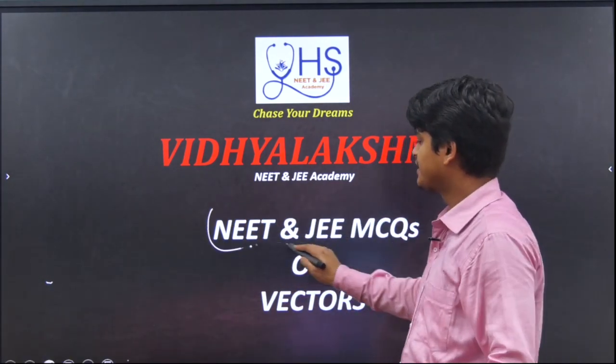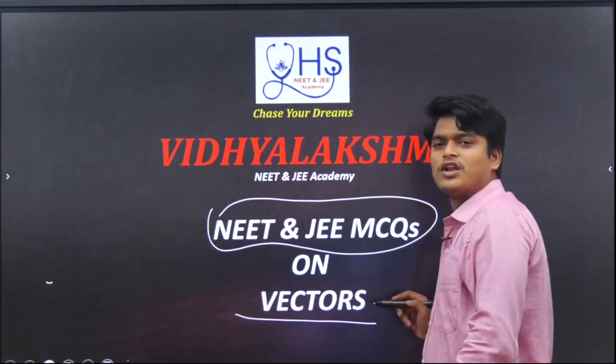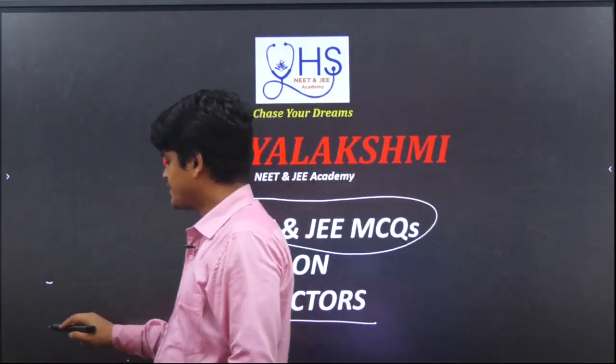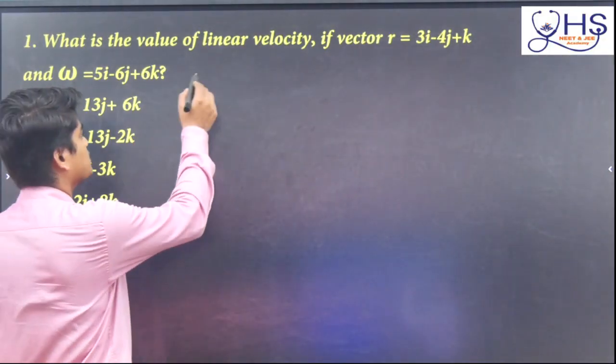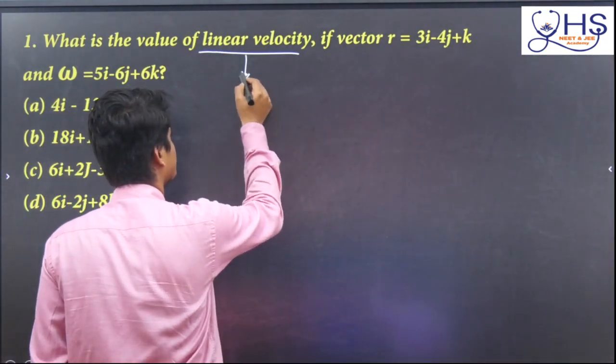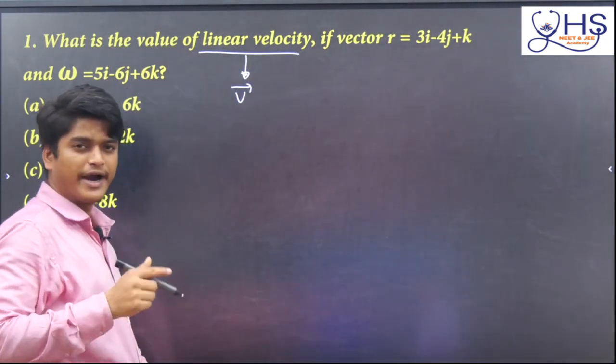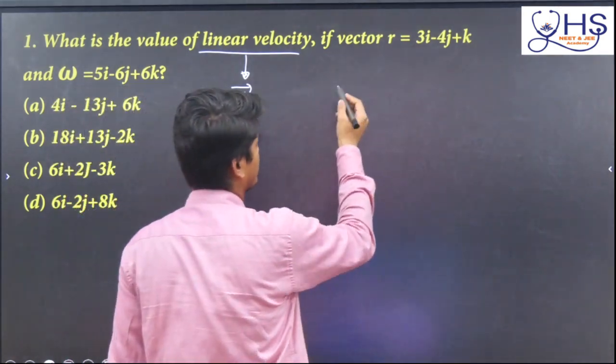Today we'll be discussing NEET and JEE MCQs on vectors. Here question number 1 says, find the linear velocity. The linear velocity symbol is what? V vector. Find the linear velocity, and what is given?